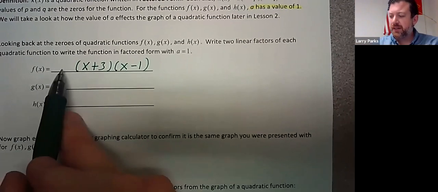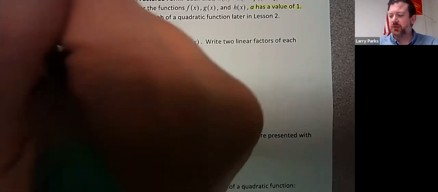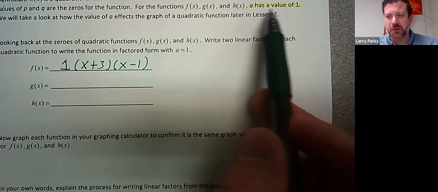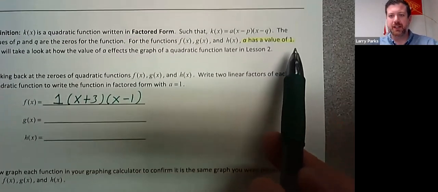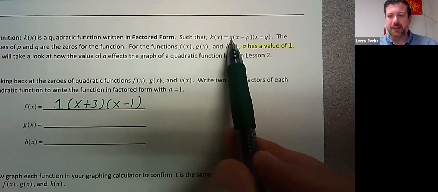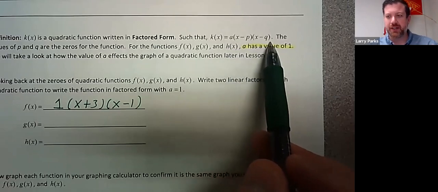And normally you need to find this a value. You need to find how much is it stretched or compressed, because that moves around the vertex too. But they told us the a value is 1, so I'll just put 1 here. But normally you need to find that. And again, how do I know the a value is 1? They told me. Okay, so you need to put it in this form. How is this stretched or compressed? Is it flipped over? Remember, if you change this to negative, it flips it over. And then you just put your linear factors there.